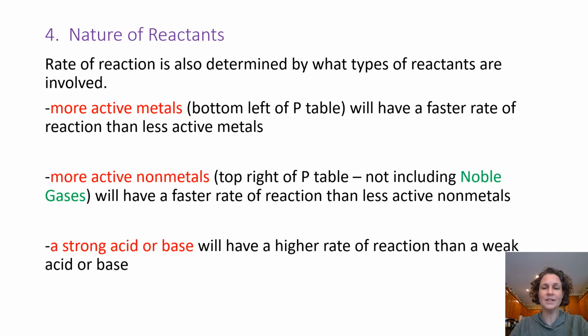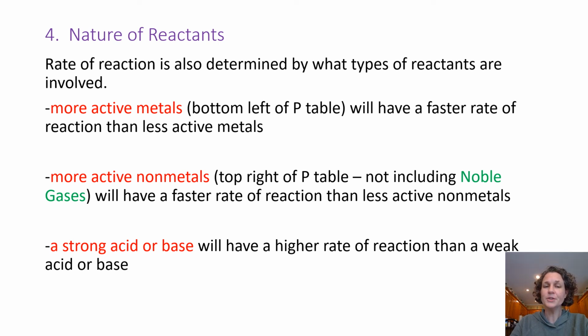Last thing for today, the nature of the reactant. So this is the last thing that is going to affect the rate of the reaction, how quickly it will react. And that depends on what is actually reacting, what the reactants are. And there are three main groups that I want to mention that are more active. This is really similar to some of the periodic trends that we talked about, like with Big Frank and Pretty Fly and all those things. It's kind of those same elements or those same areas.